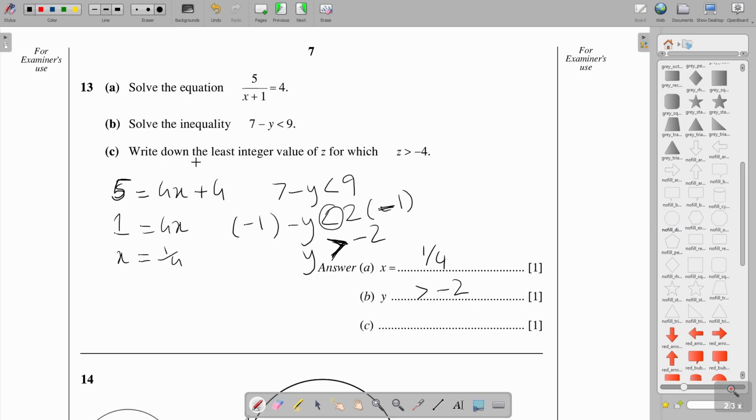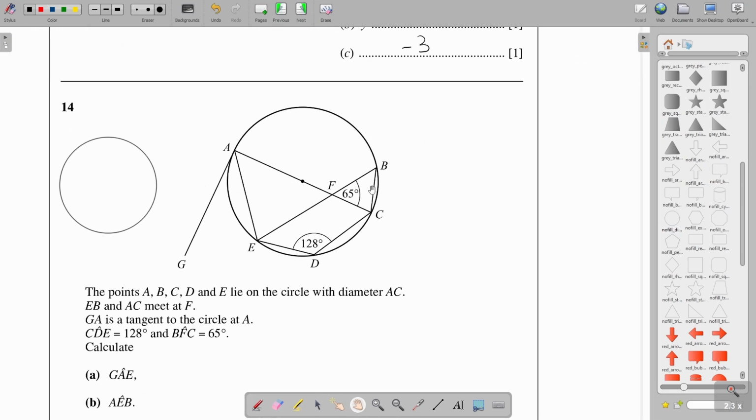And lastly, we have write down the least integer value of c for which c is greater than minus 4. So integers are just whole numbers. So like 1, 2, 3, or minus 1, minus 2, minus 3. 3.2 will not be an integer, but 3 would be. That's a good way to remember, at least at this stage. So the least integer greater than minus 4 is minus 3, because it's just 1 greater than minus 4. So that's simple. All right, moving to this one.